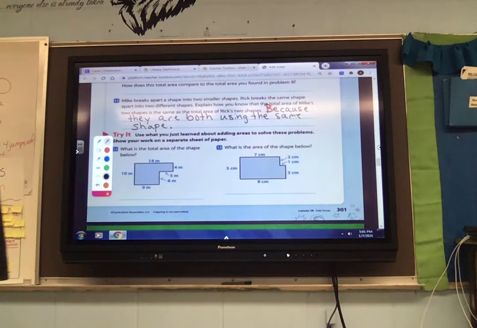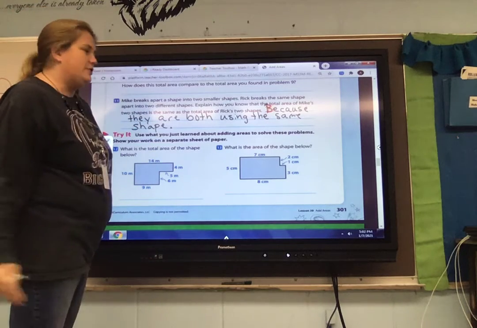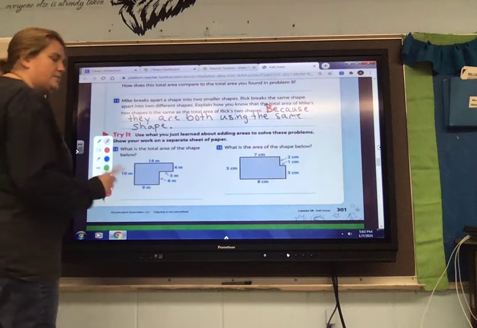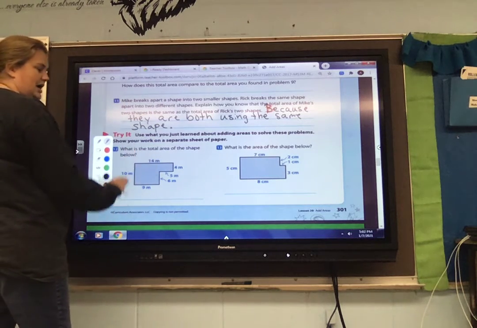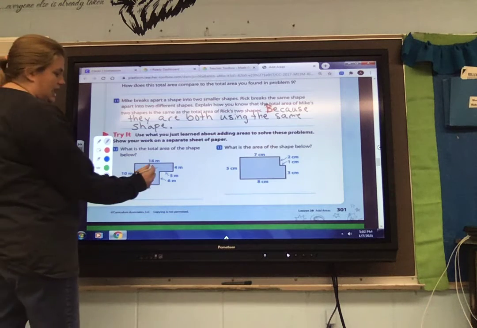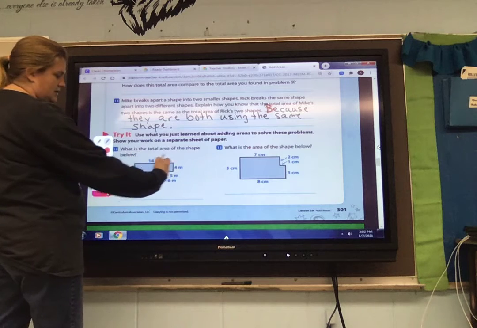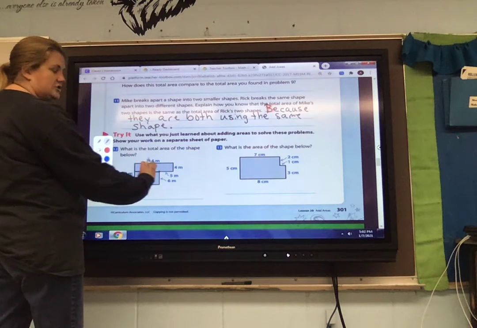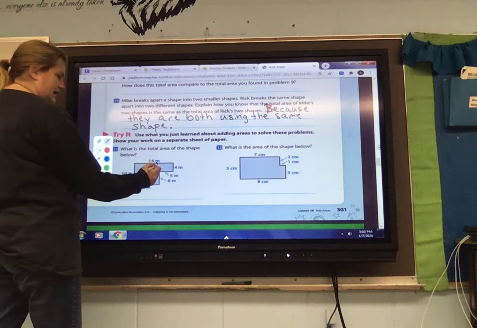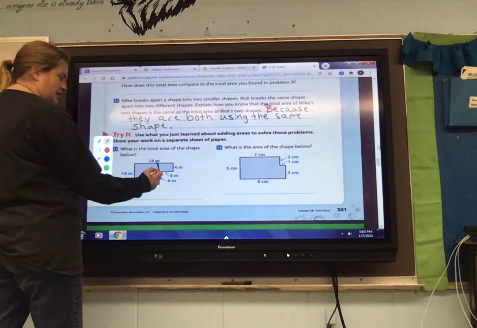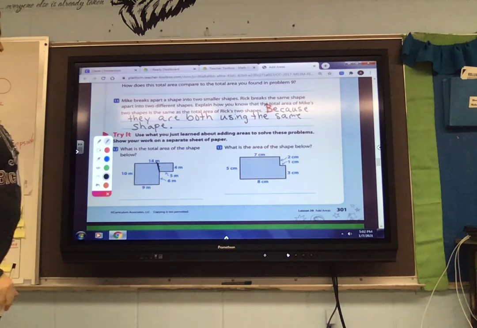So number 12 and 13 is going to show us how to do that. Now we've done this before we got out for Christmas, so this should hopefully be a review, but we're going to go over it again. Now there's two ways I could cut this shape into rectangles. I could go across this way and make a long skinny rectangle on top and a shorter rectangle on the bottom, or I could cut it here and cut this little edge off. So I have a little bitty rectangle and then a little larger rectangle.